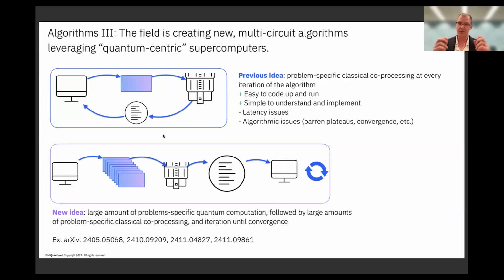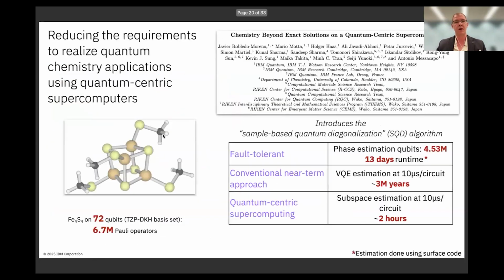And so the new idea with these quantum-centric supercomputers is you leverage large amounts of problem-specific quantum computation and then large amounts of problem-specific classical co-processing. And maybe you have to iterate those big processing loops a little bit until convergence. Our team has been working on this quite hard, and they have this really interesting paper out called Chemistry Beyond Exact Solutions on a Quantum-Centric Supercomputer, which introduces a new kind of quantum algorithm that takes advantage of best-in-class quantum capabilities and best-in-class classical HPC. This is a collaboration that we did with Riken, which is a computational center in Japan, and they run Fugaku, which the last time I checked was one of the top 5 most powerful supercomputers on Earth.